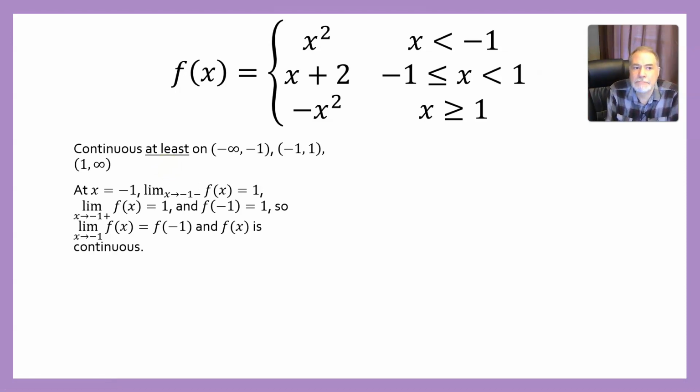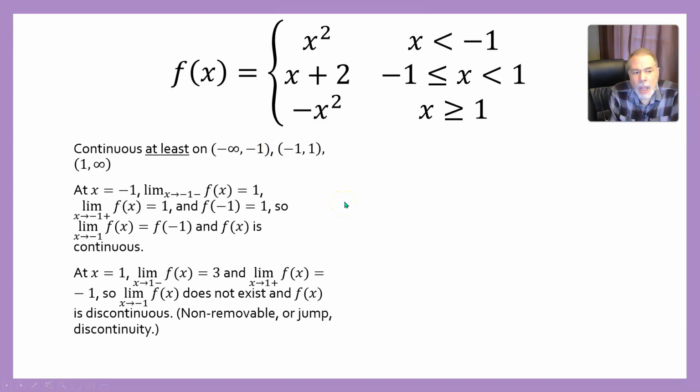That limit is 1. And then f of -1 would be -1 plus 2, so it would be 1. And that matches what the limit is. So everything agrees it is continuous at -1. What about at x equals +1?